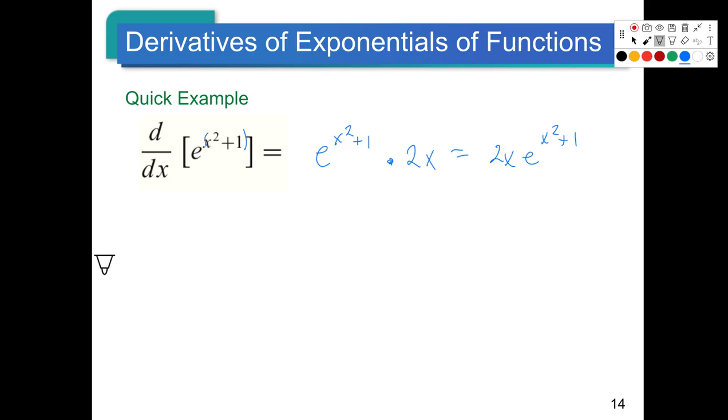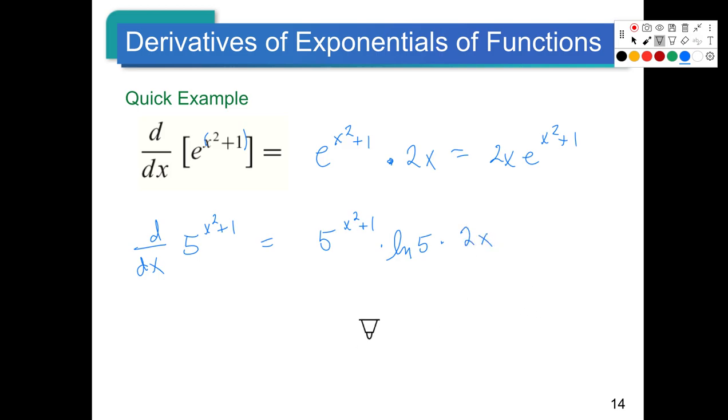Had this been 5 to the x squared plus 1, how would it have been a little different? It would have been this times what? Natural log of 5. Because that's the correcting factor. Then times the derivative of the inside stuff, which is just 2x.